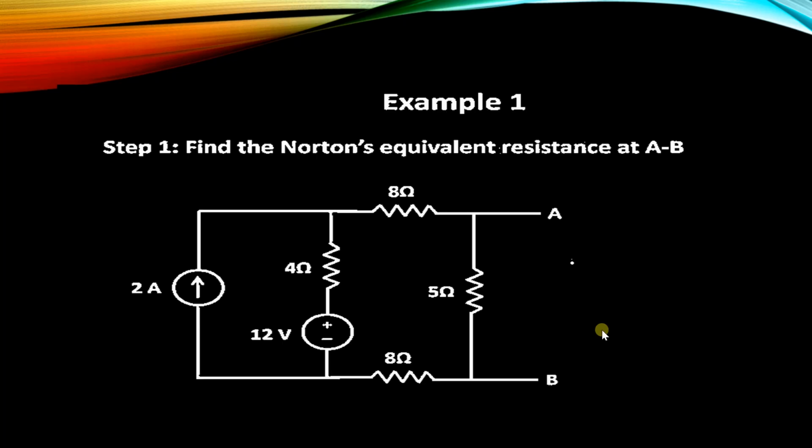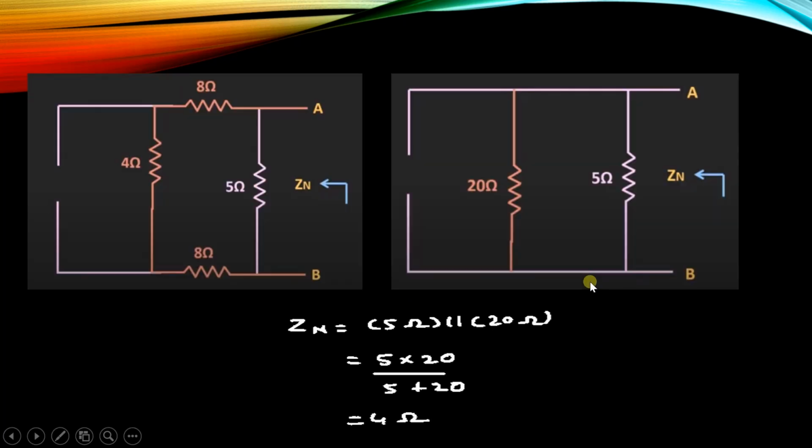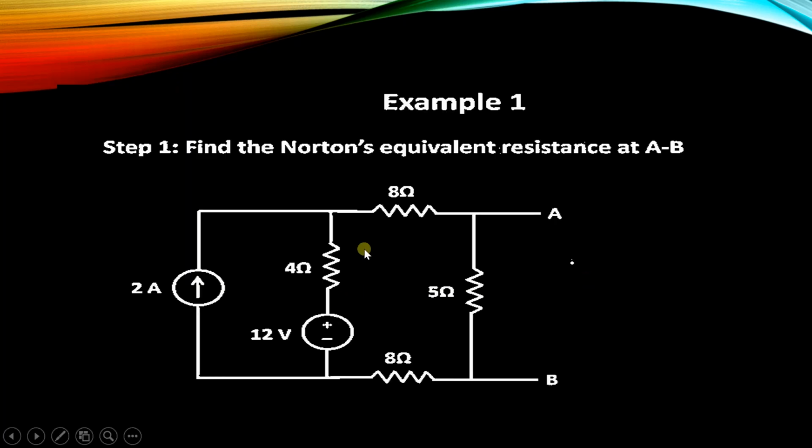Now we explain Norton's theorem with one example. The first step is to find the Norton's equivalent resistance at A and B. This circuit is given to us and we have to find the Norton's equivalent resistance in the first step. We have here a current source of 2 ampere, a voltage source of 12 volts, and the resistances in this circuit. So when finding the equivalent Norton's resistance, we remove these sources, as the current source becomes an open circuit and the voltage source becomes a short circuit.